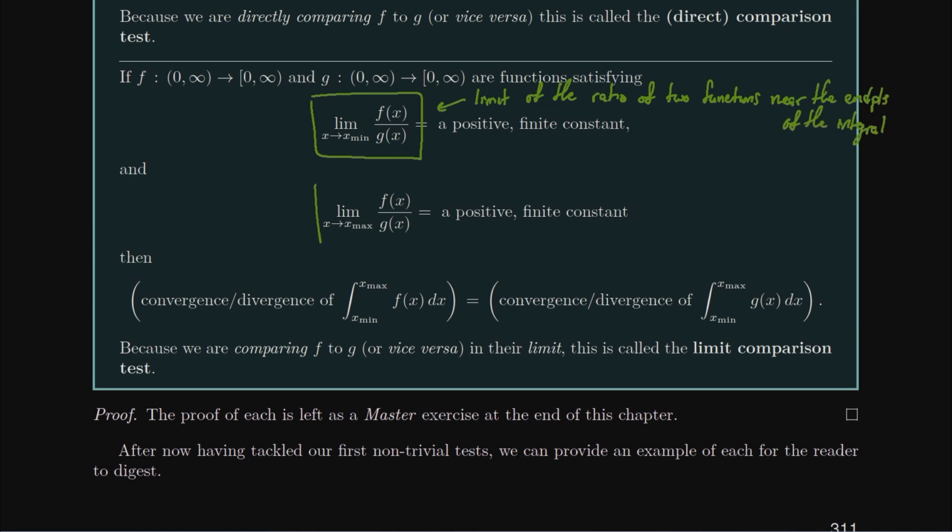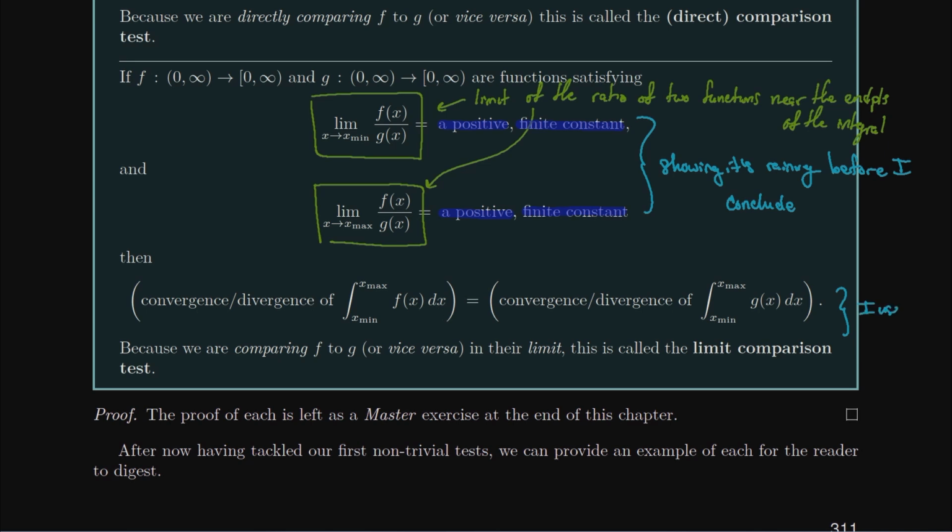Okay, there's me at x min, but you can also do this at the x max endpoint. And what needs to happen out of these limits of ratios of my two functions is I absolutely require a positive finite constant out of these ratios. Okay, a positive finite constant. That's now my equivalent of showing it's raining before I conclude this next step down here, which is that I use an umbrella.